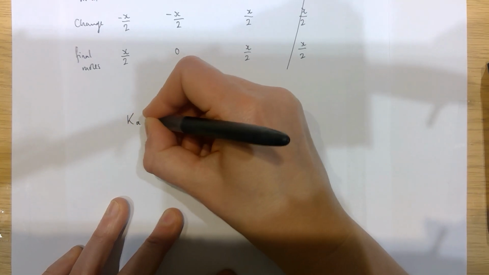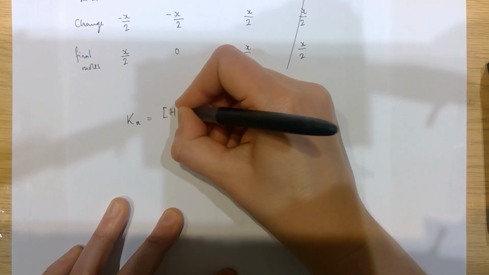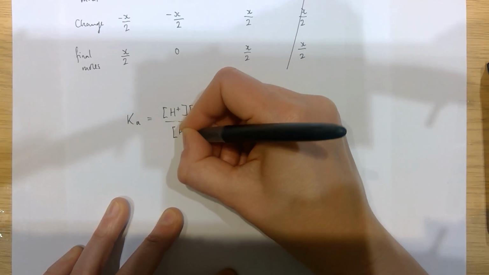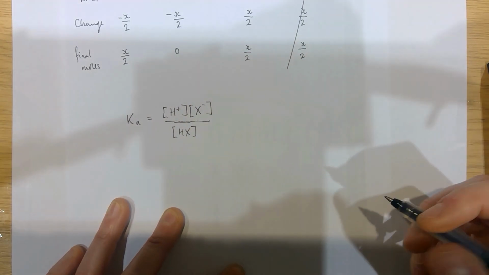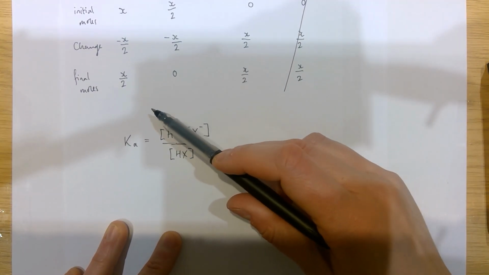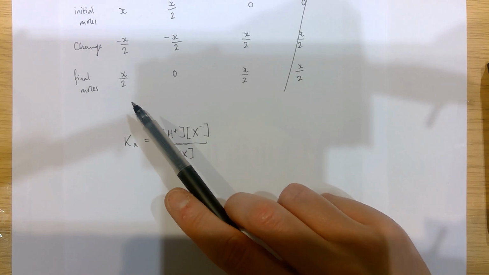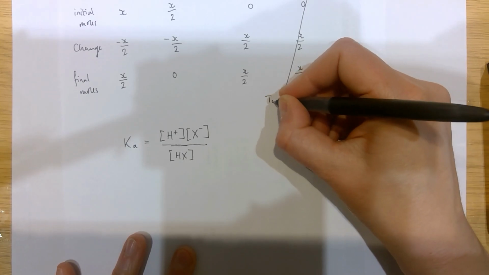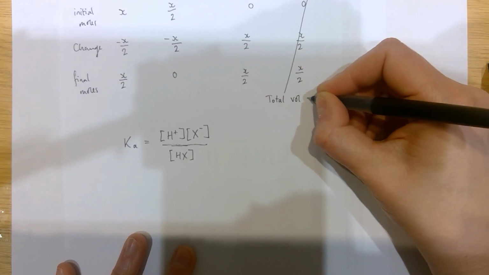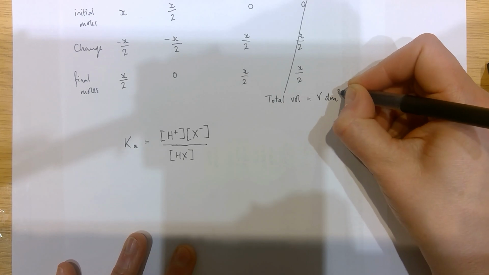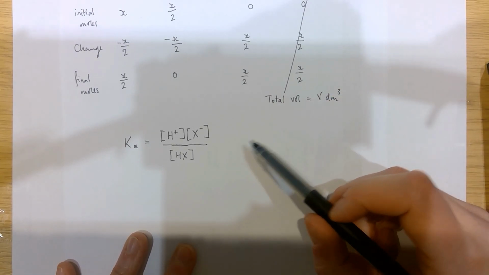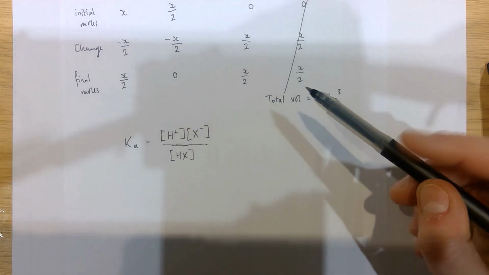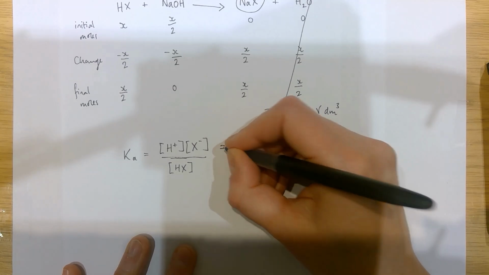So next job, I'm going to write out my Ka expression. So Ka equals concentration of H plus multiplied by concentration of X minus divided by the concentration of the undissociated acid. And I'm going to substitute in some values here, well, algebraic values. So we need concentrations. I've only got moles, so I'm going to say my total volume afterwards is V. Okay, so I'm going to say V decimeters cubed because that just makes life a bit easier. And concentration is just the number of moles per decimeter cubed, so I can calculate it using number of moles divided by V. So let's put in our values.